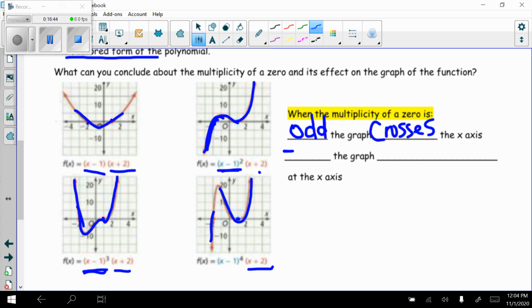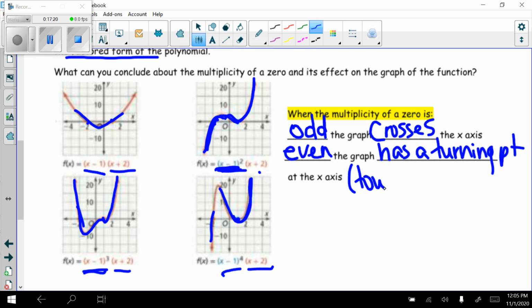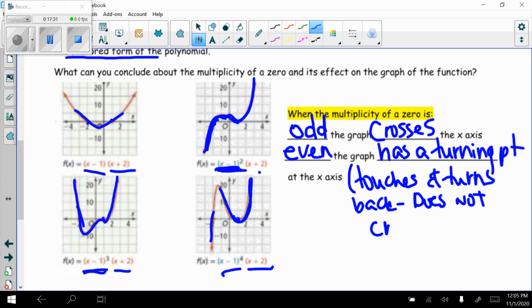My only other option, if it's not odd, it's going to be even. We had that here, x minus 1 quantity squared. And notice that here the graph came, it touched that zero, and then it turned and went back. Here it did the same thing when it appeared 4 times. So if it appears an even number of times, twice, 4 times, 6 times, my exponent is an even number, then it touches and turns back up. So the graph has a turning point at the x-axis. So really that just means it touches and turns back. Does not cross here. Does not cross here.